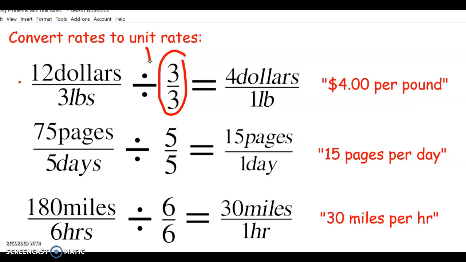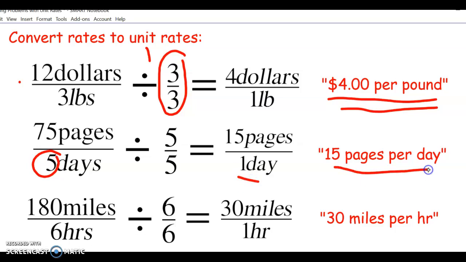So 12 divided by 3 is 4. Obviously, 3 divided by 3 is 1. That's what we want. $4 for 1 pound. And the way we would normally say that is $4 per pound is our unit rate. 75 pages for 5 days. This time we divide by 5 because that's our denominator. And that gives us 15 pages for 1 day, or 15 pages per day.